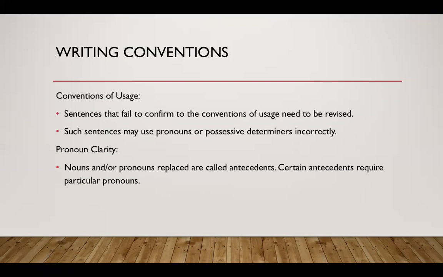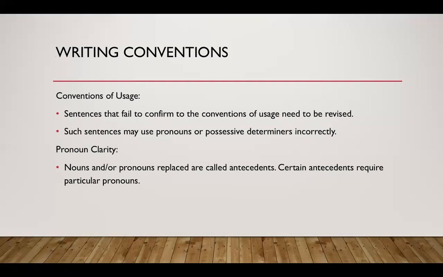Conventions of usage. So sentences that fail to conform, is probably what it should say, to the conventions of usage need to be revised. I guess I should revise that sentence. Such sentences may use pronouns or possessive determiners incorrectly.